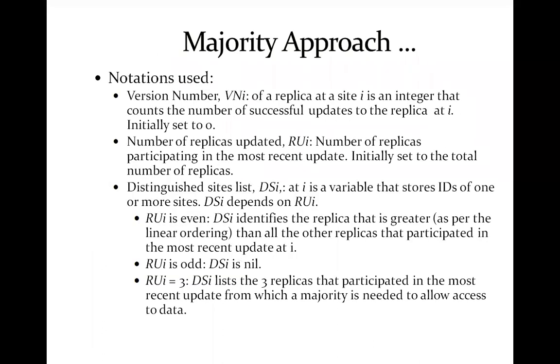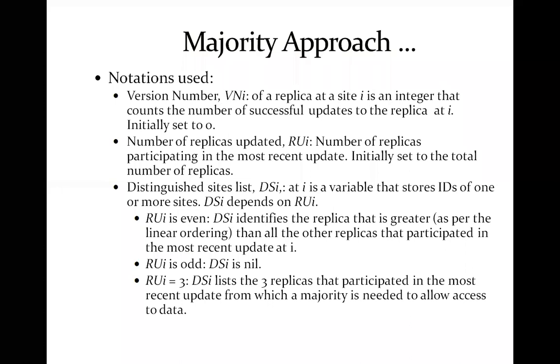The first variable will be the version number. The second one is the number of replicas updated, and the third one is the distinguished site list. So let us first discuss the version number.